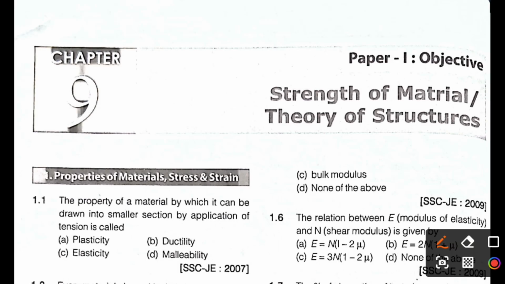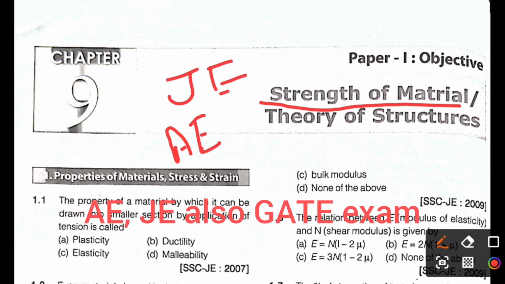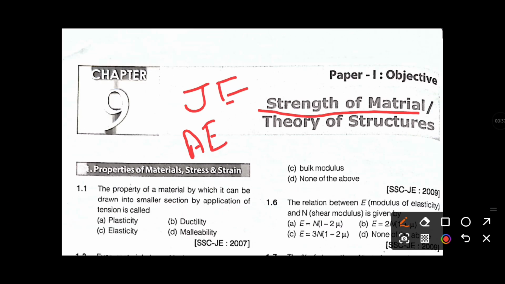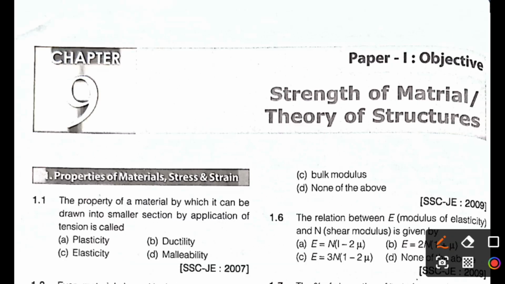Today we learn about SSC JE multiple choice question papers for the strength of materials subject. This subject is very important in the civil engineering branch because many questions are asked in this subject in exams like AE, JE, and also the GATE exam. Let's solve the first example.